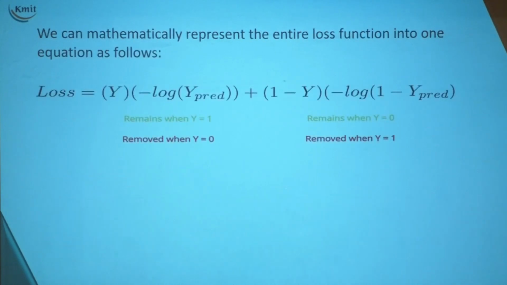For that reason, we write this formula like this. One part remains when y is equal to 1 and is removed when y is equal to 0. The second part remains when y is equal to 0, because it is 1 minus y, and it is removed when y is equal to 1. Either that class or this class. That is the reason this is the formula for BCE. What is the formula for BCE? Minus y times log of y prediction, plus 1 minus y times minus log of 1 minus y prediction. Is that clear, everybody? Did you understand this formula?